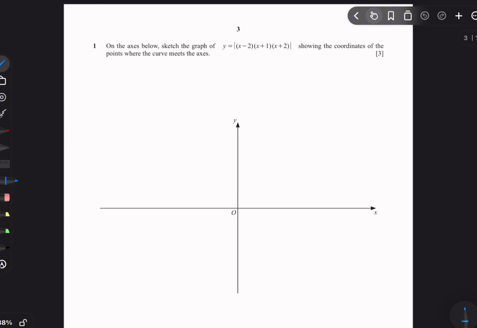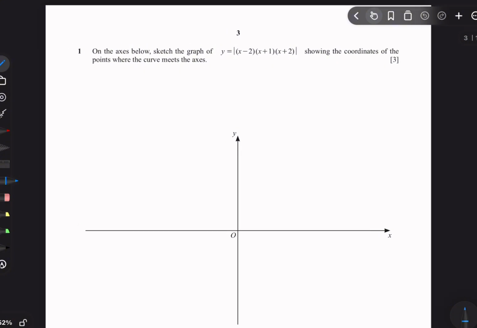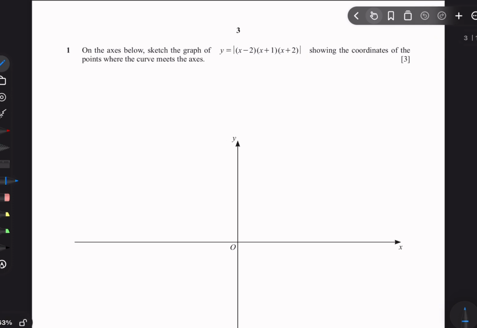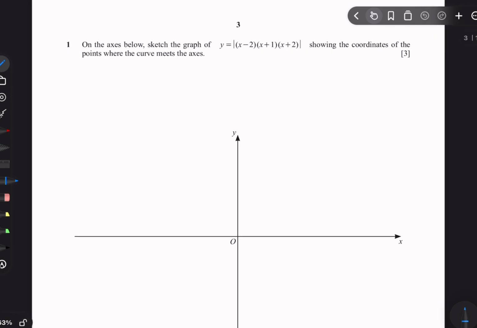Question 1. On the axis below, sketch the graph showing the coordinates of the points where the curve meets the axis. Okay, so we have the equation from the question, and we know that this is a cubic graph. And from this equation, we can also tell the x-intercepts, which will be x equals 2, x equals -1, and x equals -2.